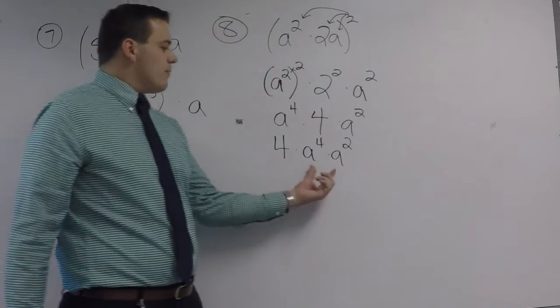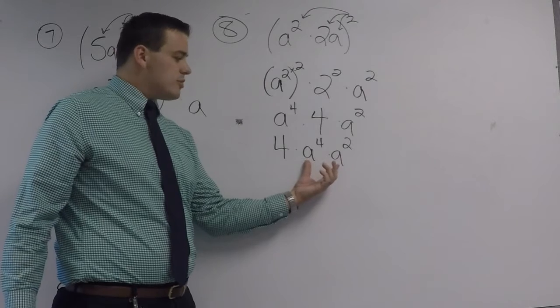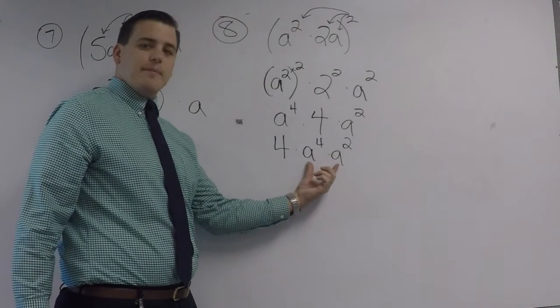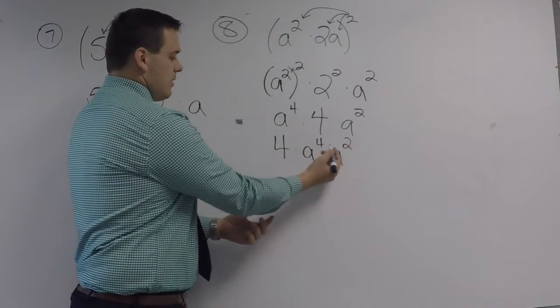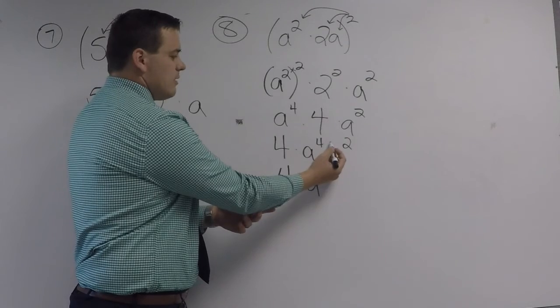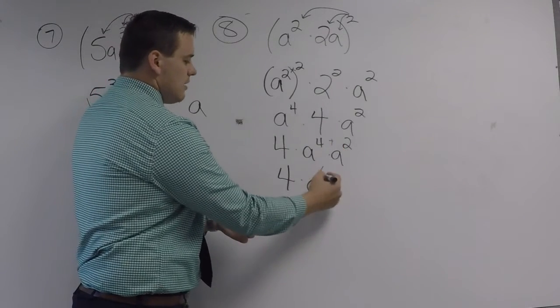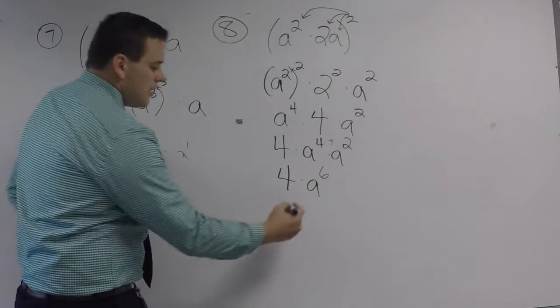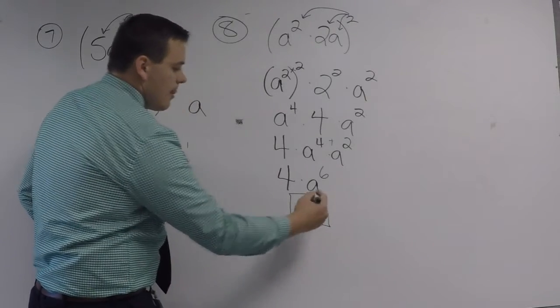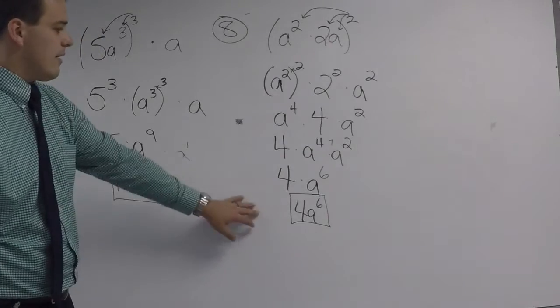Now I see that I'm multiplying two numbers or two variables with the same base, a to the 4th times a to the 2nd. Since this is the same base, I can add these exponents. So I have 4 times a. Once you add these exponents, 4 plus 2 is 6. So 4a to the 6th, my finished product is 4a to the 6th power. And that's my final answer there.